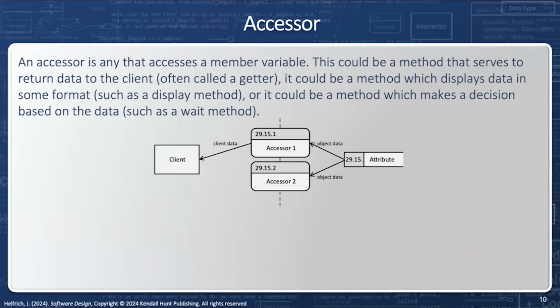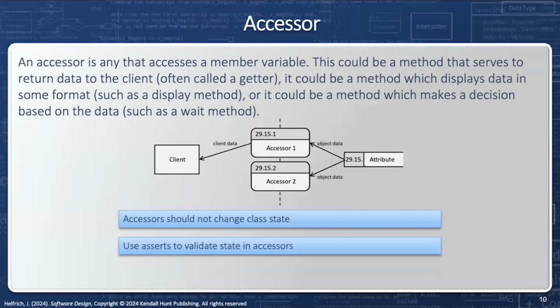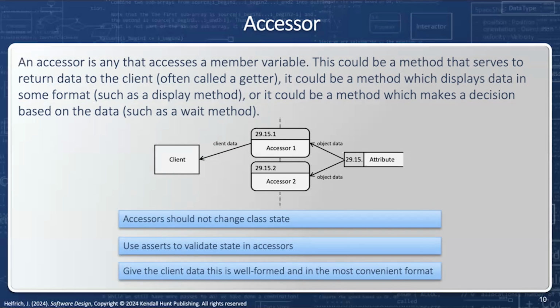And finally, an accessor is any method that accesses member variables. This could be a method that serves to return data to the client, or it could be a method that displays data in some format, or it could be a method which makes a decision based on the data. In any case, the accessor is going to access the attributes and give data back to the client in some convenient format. Best practice: accessors should not change class state. In other words, the accessor should be a constant method. And use asserts to validate the state in the accessors. And finally, give the client data that is well-formed and in the most convenient format.